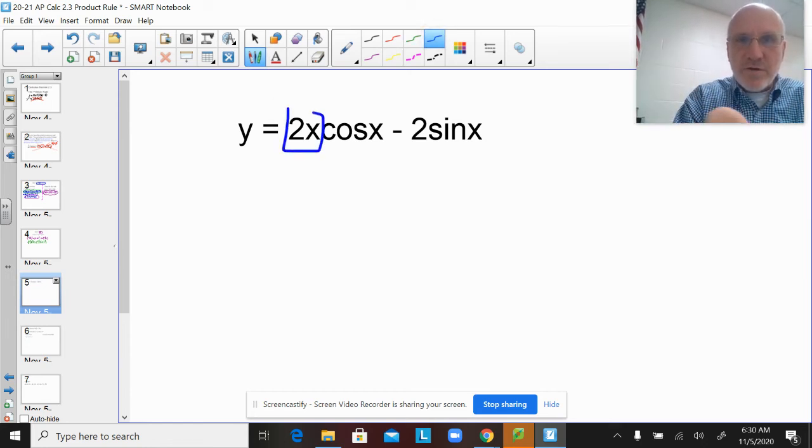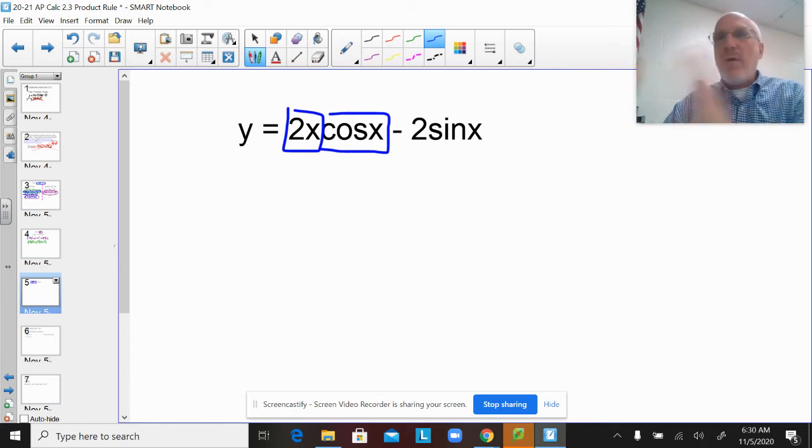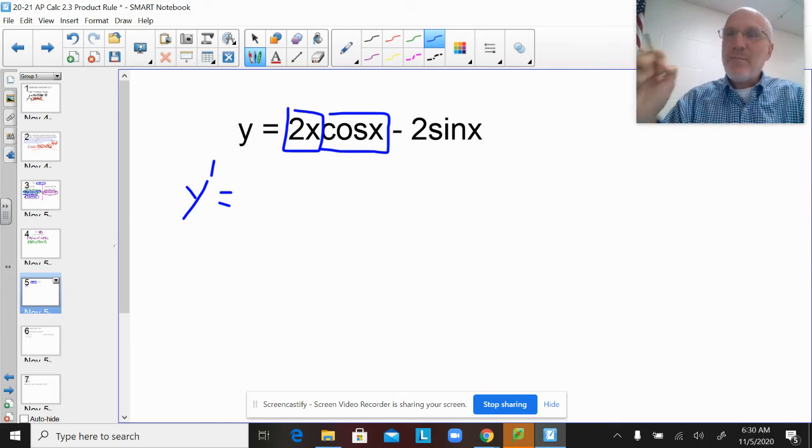There's the first and there's the second. And then I have minus another term, so I have to just make sure that I take the derivative of that separately. Okay, so here we go. Y prime equals. Before the minus sign, let's use the product rule. First times the derivative of the second plus the second times the derivative of the first.